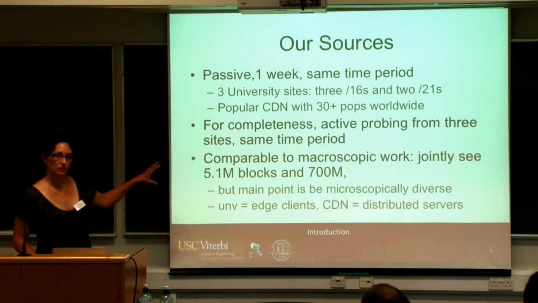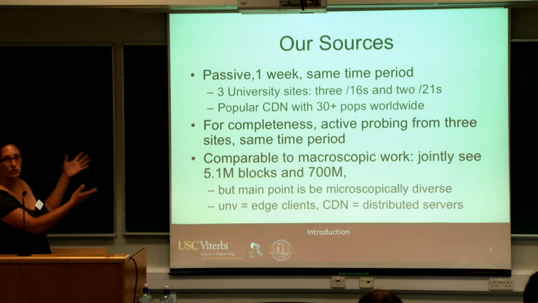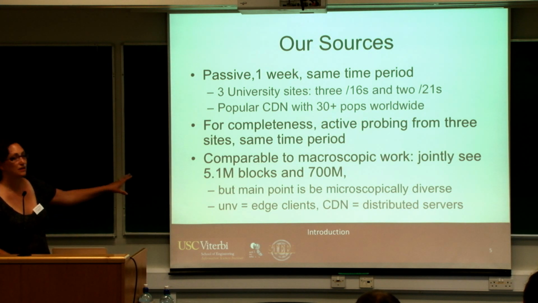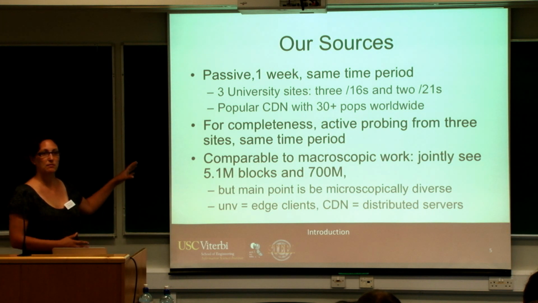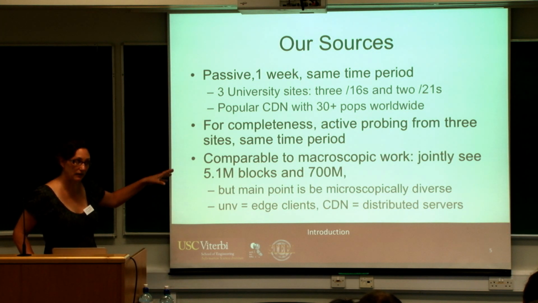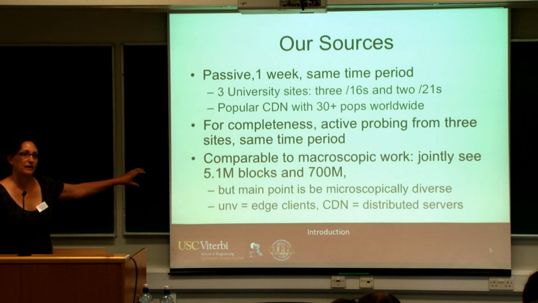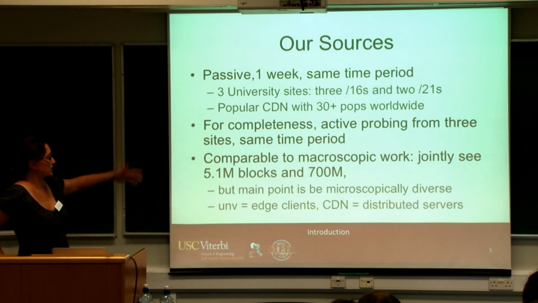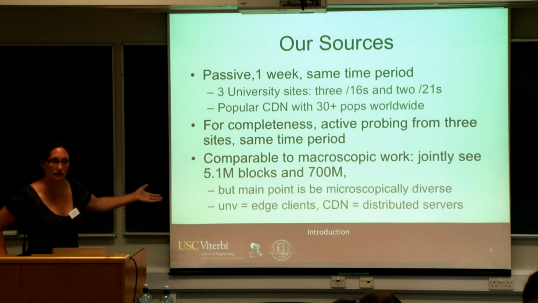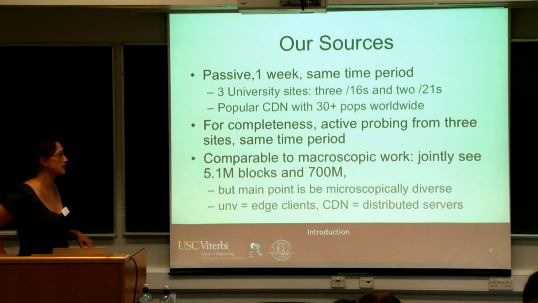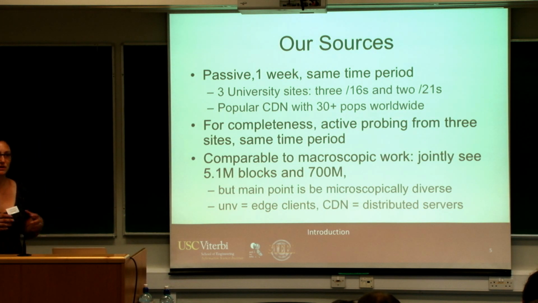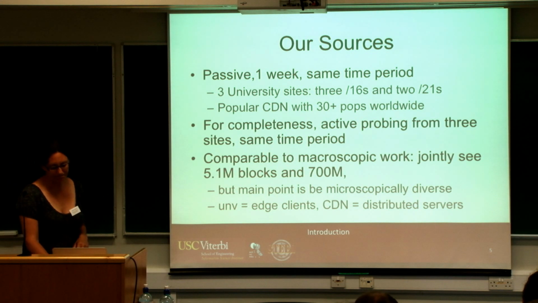But that's not the point of our work, although we do use the joint just to say that roughly we do see about the same as other data sets. We do see roughly the same number of /24 blocks and the same number of addresses. But the main point here again is that we're studying these microscopic biases within sources. And what we want then is a diverse set of sources, which we have with these edge networks that are client heavy from the universities, and with CDN, which is distributed servers across the internet.